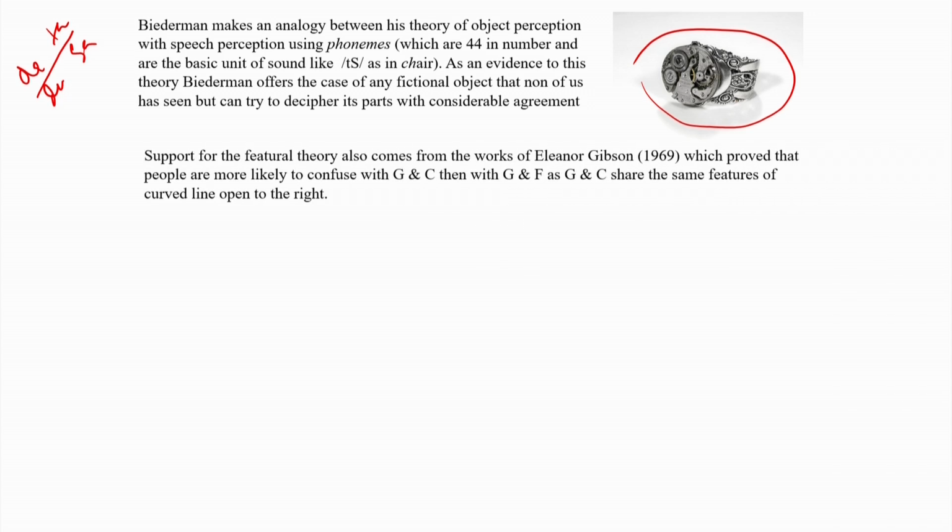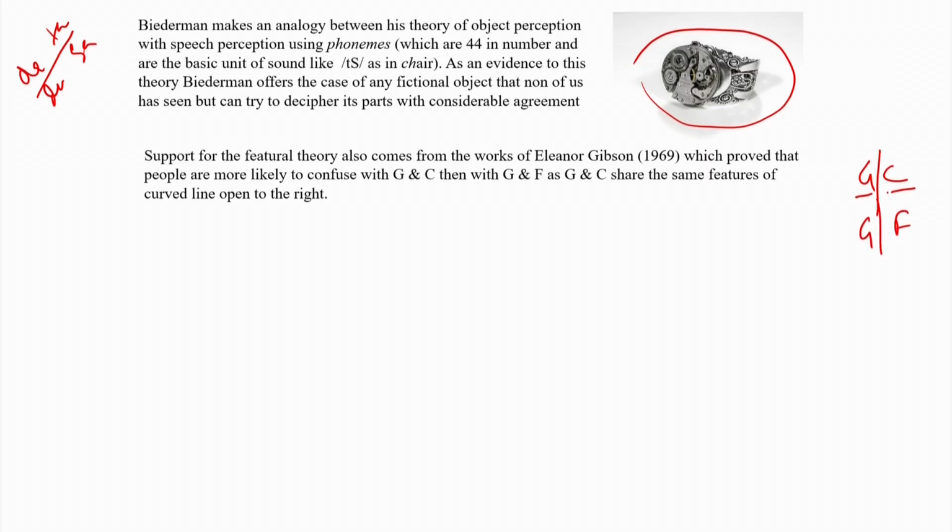Now, support from Eleanor Gibson's 1969 theory of perception of similar letters also supports the idea of the feature analysis model. What did Gibson find out? He found out that letters or words which have similar shapes, which have similar features, are confused more than those which have different shapes. And so, what Gibson said is that it is easier to confuse visual inputs of G and C than to confuse G and F.